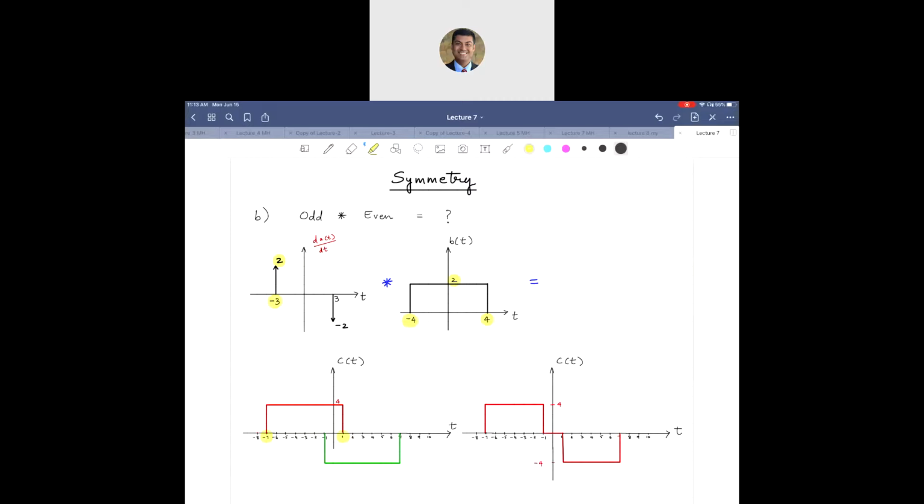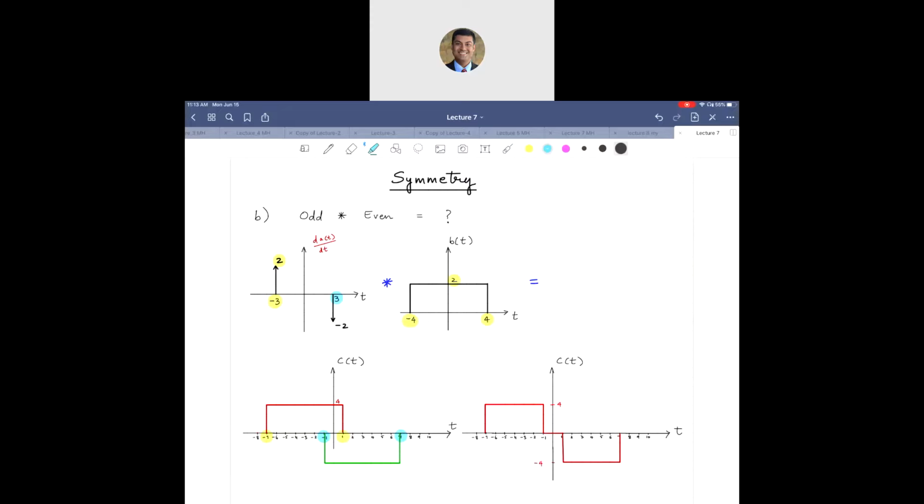Similarly, I can do the one on the right. Time 3 plus and minus 4. That will give me -1 all the way to 7. What is going to be the height of that rectangle? -2 times 2, so -4. So it's going down. So I've got the output of C of t, the two pieces.